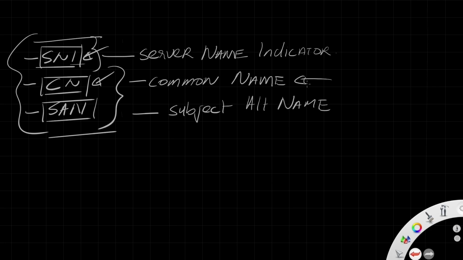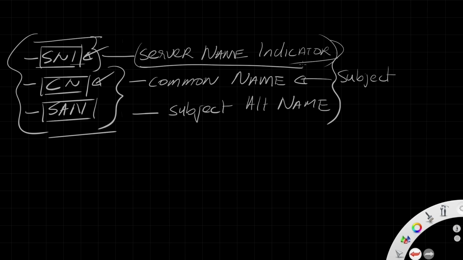At times this is also called subject or subject name. In fact, all these three are used in slightly different naming conventions at different places. Sometimes it is used as FQDN, host name, certificate name, different names are there. Normally, I refer to the whole thing as SNI or server name indicator, because that is the main string which we need to verify. And that's what we are going to look at here.